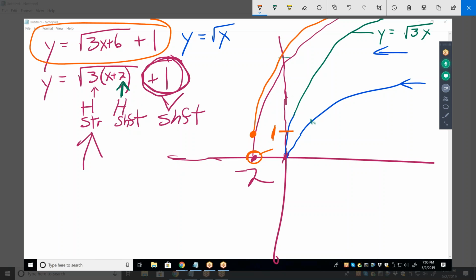Notice that this function is defined at -2. I can take the square root of 0. And when x is -2, y is 1. That's that point right there. And then everything else goes up and to the right.